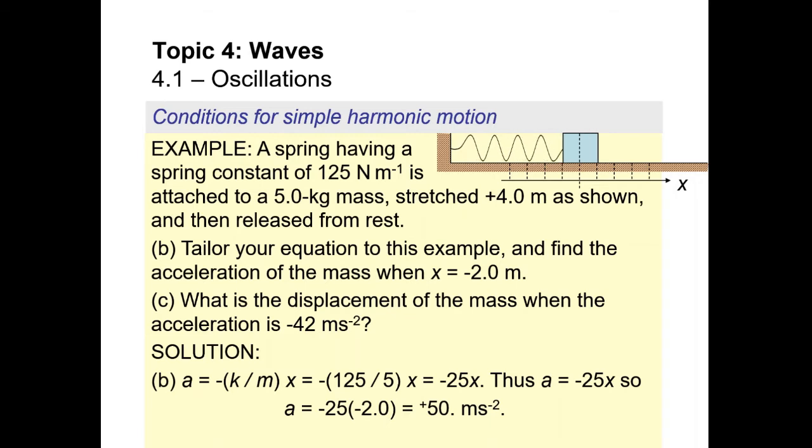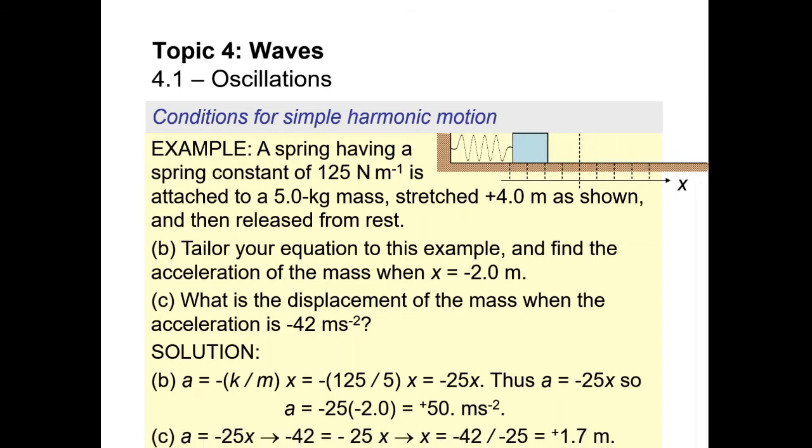C. We have a equals minus 25x. So now acceleration is minus 42. Then displacement equals minus 42 divided by minus 25, so that equals plus 1.7 meters. From here we can see acceleration is proportional to displacement. When displacement is negative, acceleration is positive. When acceleration is negative, displacement is positive, the opposite direction.